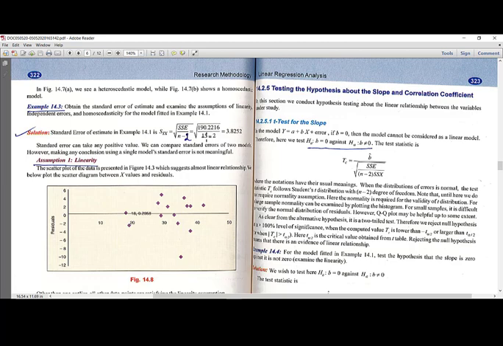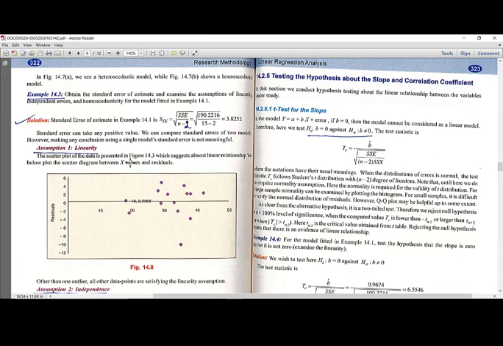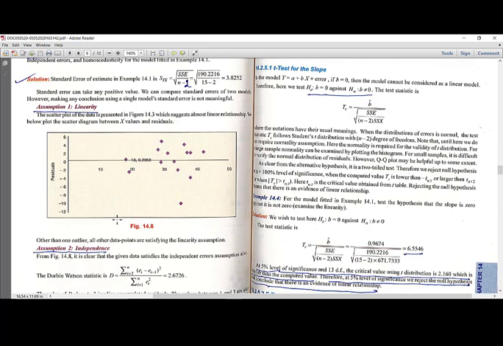As we have already calculated SSE value, substitute here, n is 15 observations. So, standard error of estimate is 3.8252. And the standard error can take any positive value. Now, assumptions, linearity. The scatter plot of the data is presented, which suggests almost a linear relationship. Here, if you see, x values are shown along this x axis and residuals are shown along this y axis. And we can observe that there is almost linearity present here. So, the scatter plot of the data, here, this is the scatter diagram between x values and residuals.